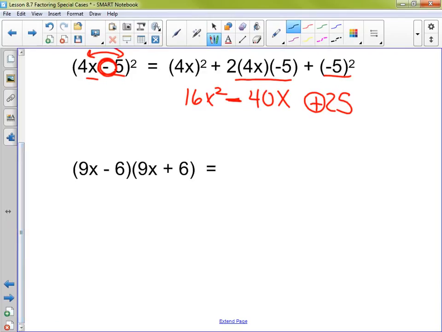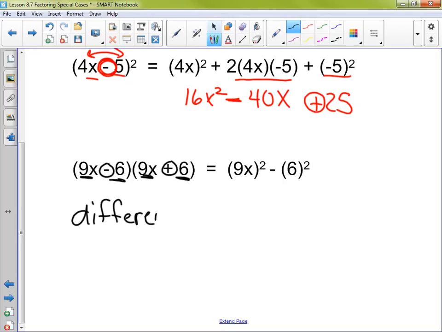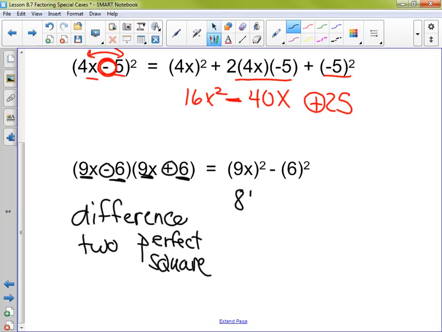The other special case was when you have the exact same numbers, but one is minus and one is plus. You find the answer simply by squaring the first term, squaring the second term, and subtracting the two. This is called the difference of two perfect squares. Difference because it's subtraction; two perfect squares because when you square a number, you get a perfect square. So 9x squared is 81x squared, minus 6 squared is 36. That's review of the special cases.